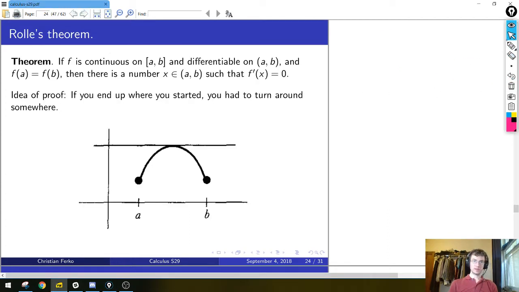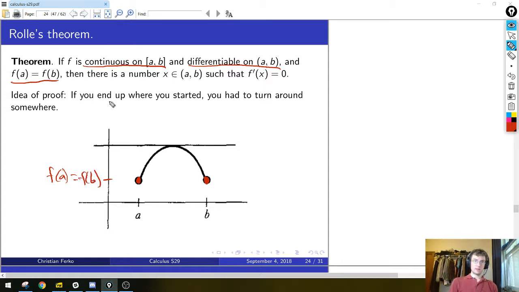So this is Rolle's theorem. The statement is that, now notice that we make different assumptions about continuity and differentiability, if f is continuous on the closed interval from a to b, and differentiable on the open interval from a to b, and the values at the two endpoints are equal, f of a equals f of b. So I've drawn an example here, right? This is supposed to be continuous and differentiable, and the f of a and f of b endpoint values are the same. That's the setup.